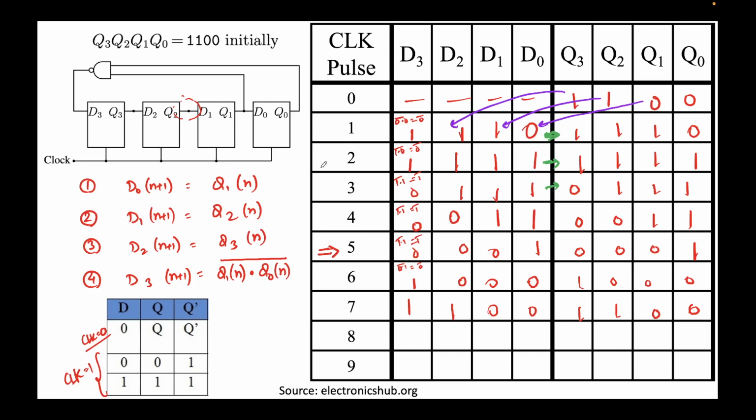There are different ways of seeing this. So what I'm showing is a different approach. For instance, you can also say that D naught at n is equal to Q1 at n minus 1. Different people approach the same problem in different manners. It's just a way of visualization. So I find it easy to visualize like this.